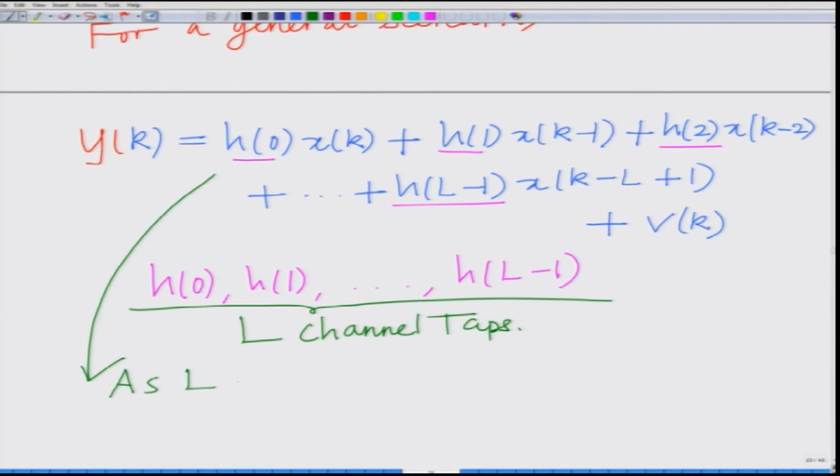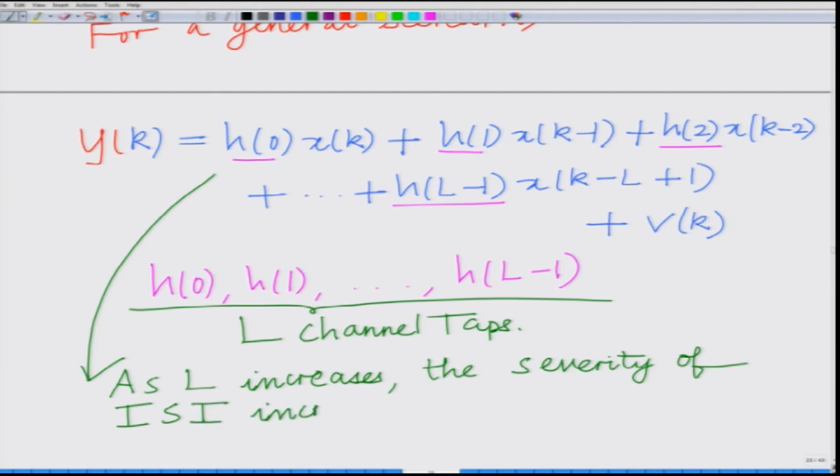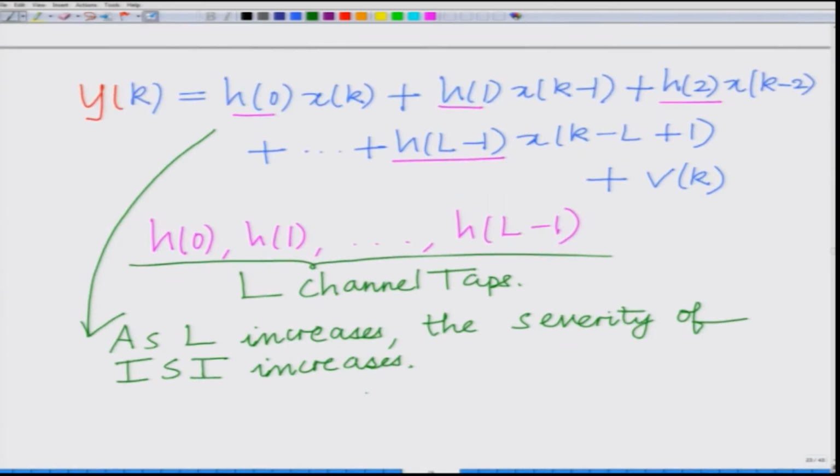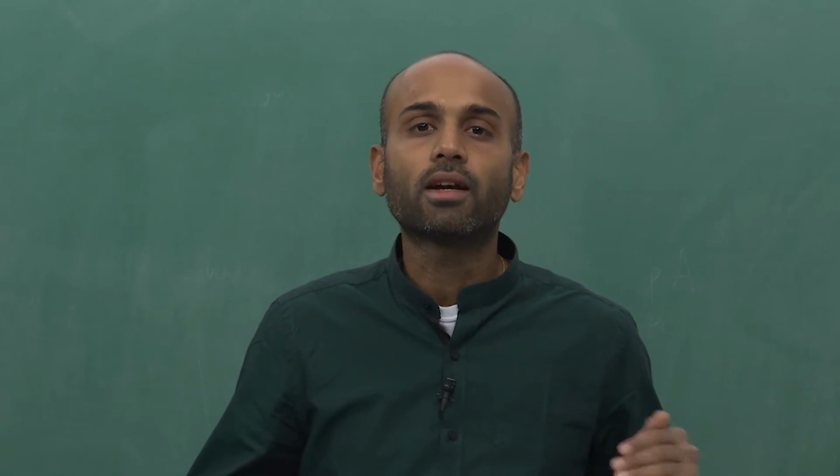Therefore, as L increases, the severity of ISI increases, which means more and more previous symbols, xk minus 1, xk minus 2, and so on, interfere with the current symbol xk. So, that is basically the idea. And what we want is to remove the effect of this intersymbol interference at the receiver, which is termed equalization, and that can be done as follows.